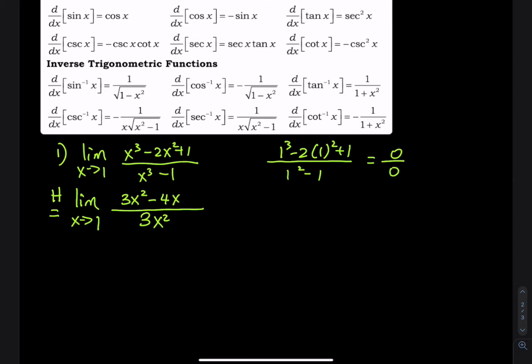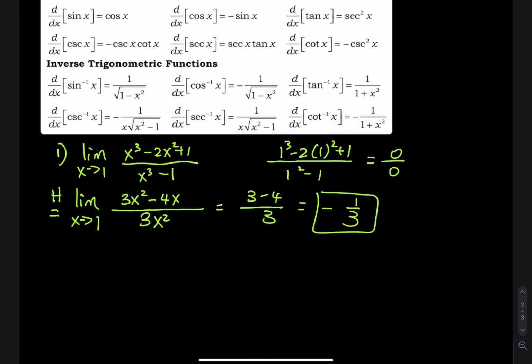Plug in 1 to see if that works. If you can plug in 1 and evaluate the limit right now, then you don't need to do any other L'Hopital's rule. So you plug in 1, you have 3 minus 4 divided by 3, that equals negative 1/3. Then this is our answer. All right, so that is number 1.